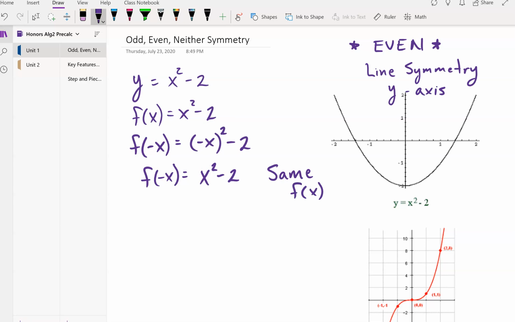Okay? So the rule is, if you have an even function, then if you evaluate f at negative x, it will equal your original f of x. Okay? It is the same. It turns out to go back to your original. And that will always be the case in addition to your line symmetry for an even graph.